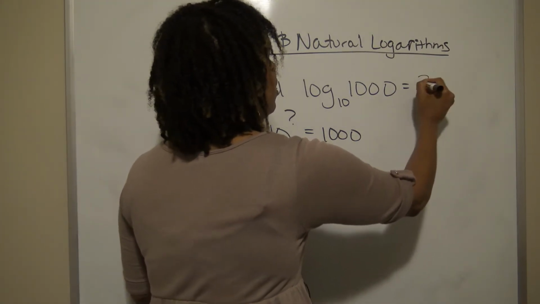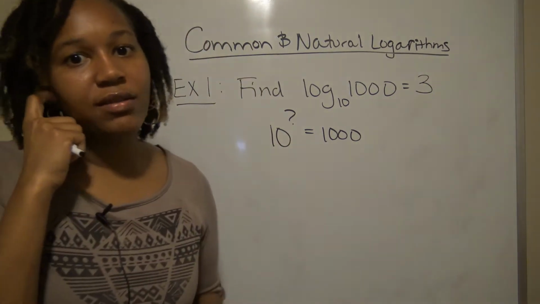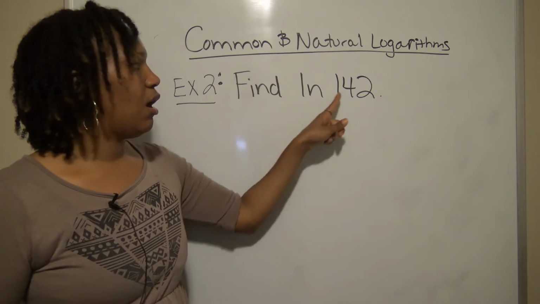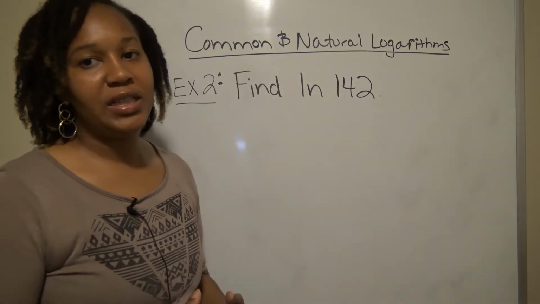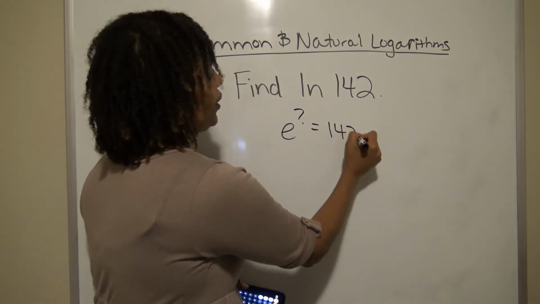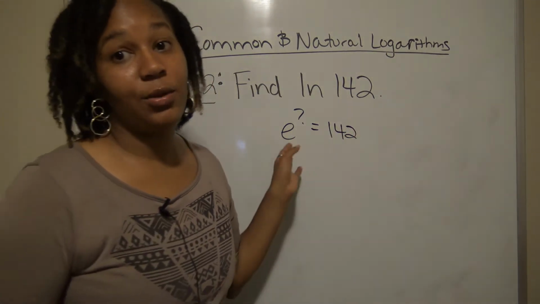So what is the log of 1000? It is equal to 3. You just have to understand that that's a base of 10, okay? For this example, we want to find the natural log of 142. So remember, that means base e. That means e to what power gives me 142? That's the question. That's exactly what that means.